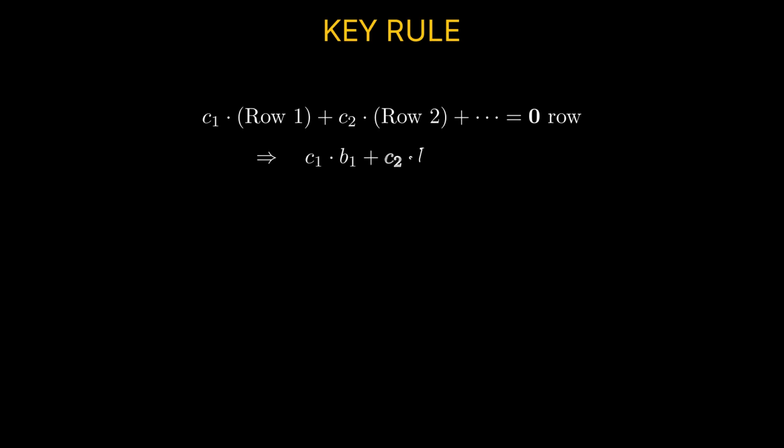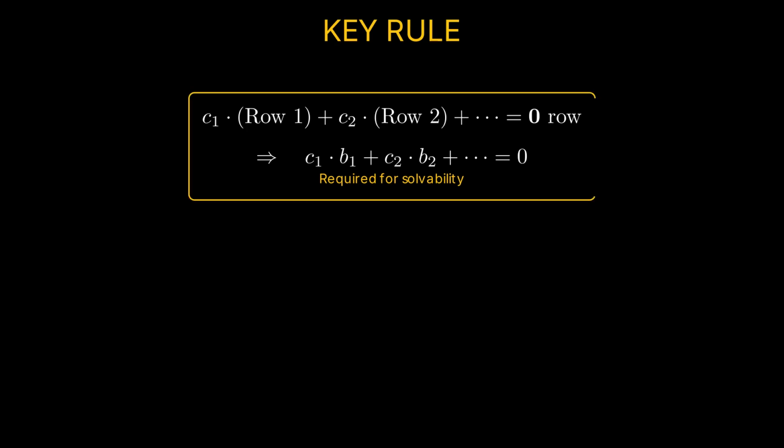Here is the one rule to remember. If a combination of the rows of A gives the 0 row, then the same combination applied to the entries of B must also give 0. Specifically, if C1 times row 1 plus C2 times row 2 plus, and so on equals the 0 row, then C1 times B1 plus C2 times B2 plus, and so on, must equal 0. And this is required for solvability.